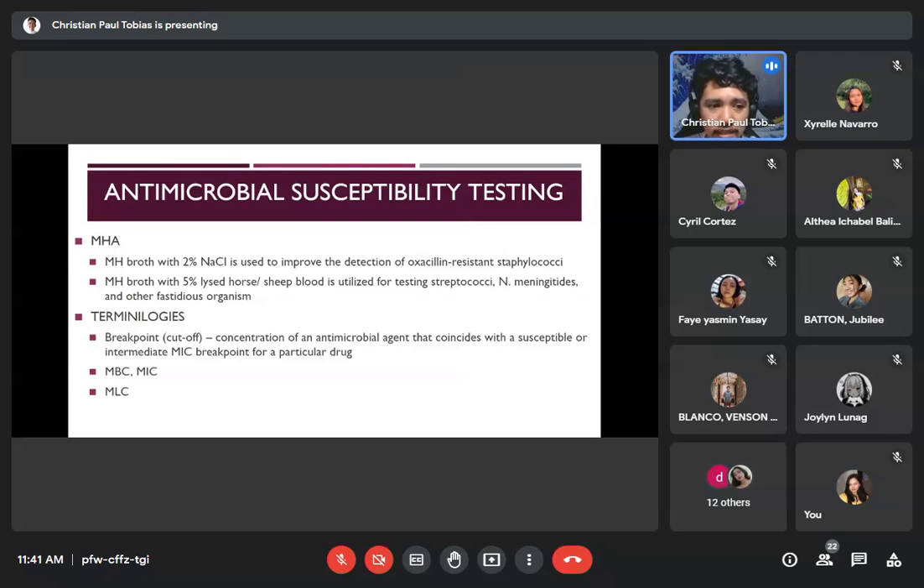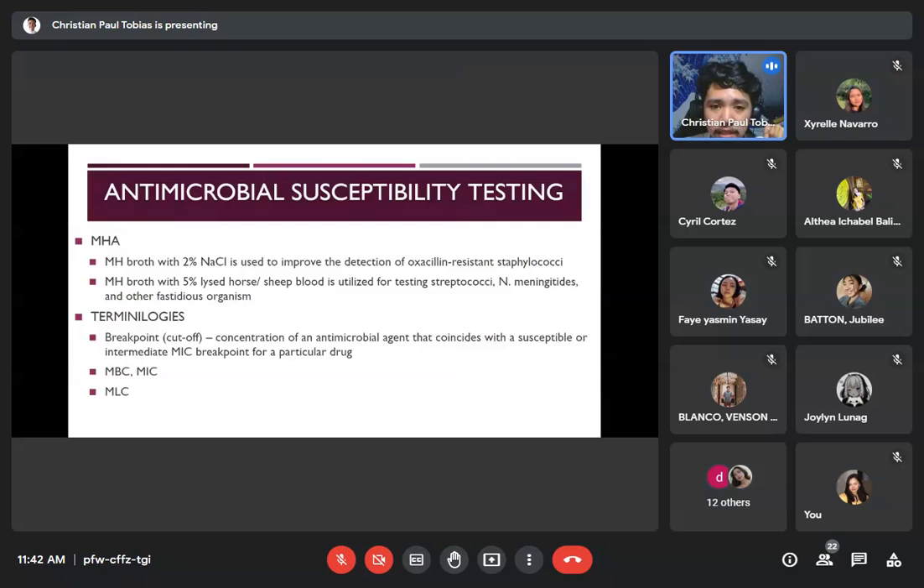When we say MIC, MBC, MLC, ako na nga. Okay, pag sinabi nating minimum bactericidal concentration, ito yung lowest concentration ng antimicrobial agent na kailangan mo para pumatay ng bakterya. So, ito yung pinakamababang concentration. So, kunwari may 32, may 16. Yung 16, kaya na niyang pumatay. Saan doon yung MBC? Yung 16.